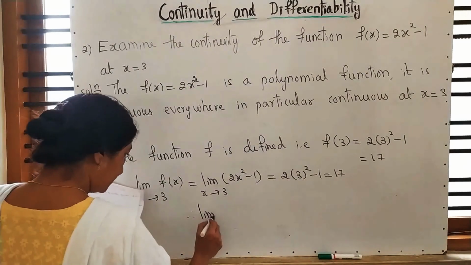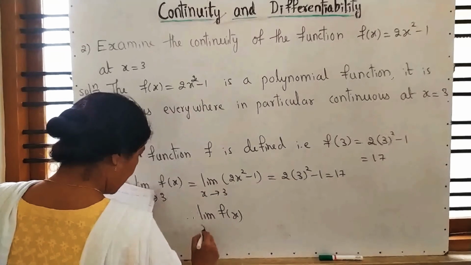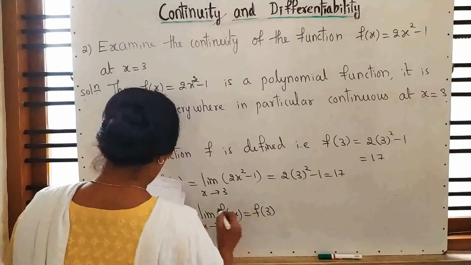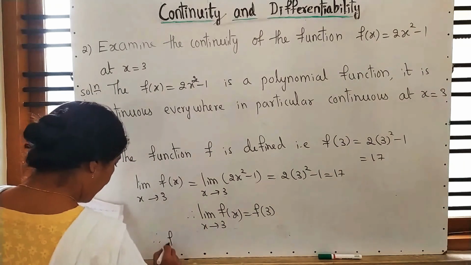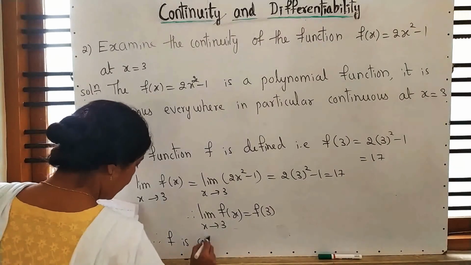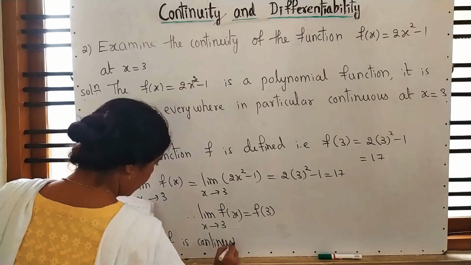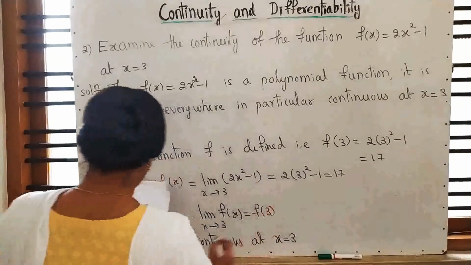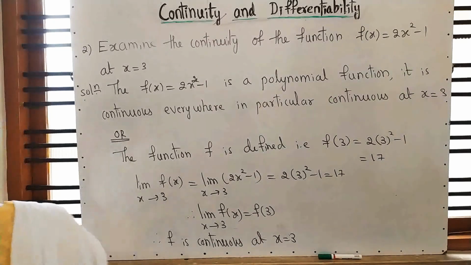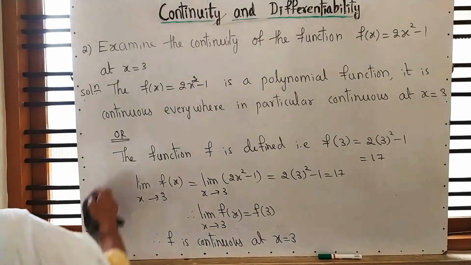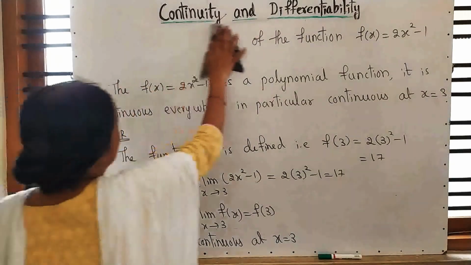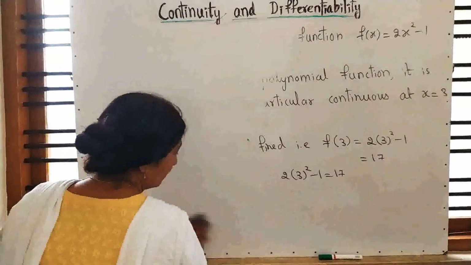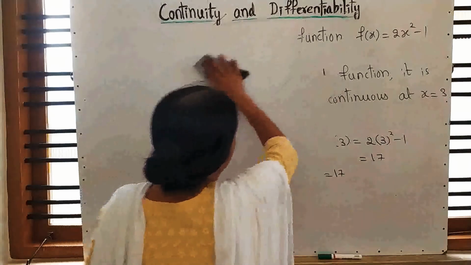Therefore, limit f of x as x tends to 3 is equal to f of 3. Therefore, f is continuous at x is equal to 3. Is it very simple or what? See, the next one I will write, the third main question in exercise 5.1.